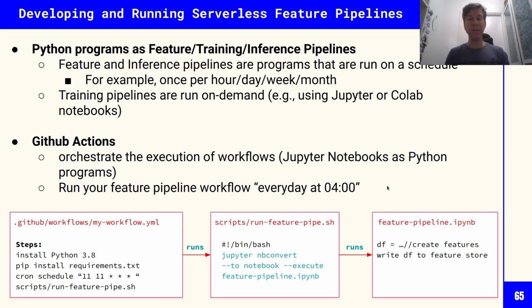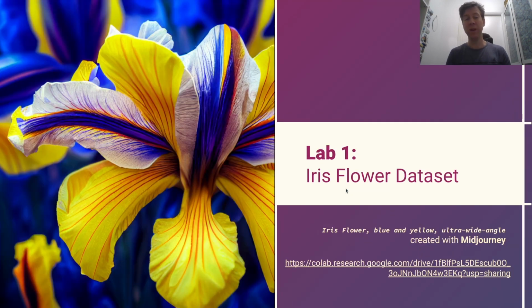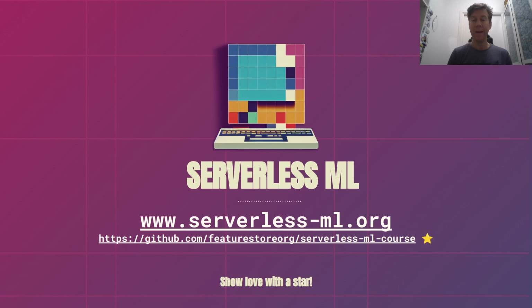So this is basically how GitHub Actions works. It's going to orchestrate and run these programs. You define when to run it. So this time we're running at 11 minutes past 11, not at 4 o'clock in the morning. And we're going to cover this in the first lab. So in the first lab, we're going to cover the iris flower dataset, and we're going to use GitHub Actions to orchestrate these notebook executions. We're going to use Hopsworks to store the features and the models. And, good luck with the lab.